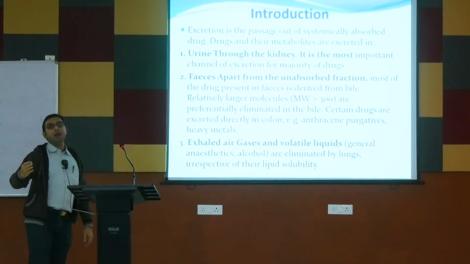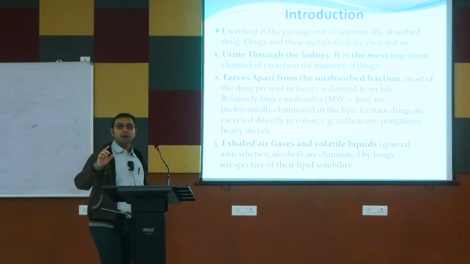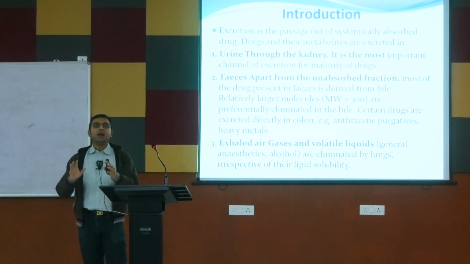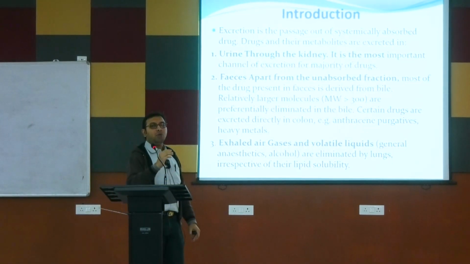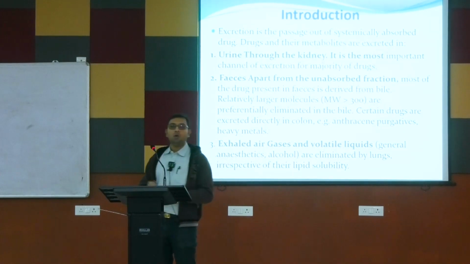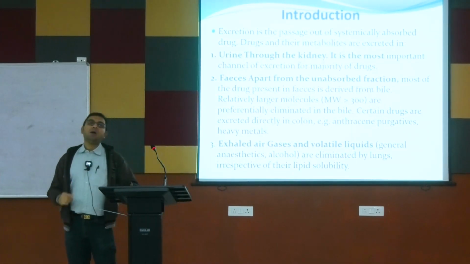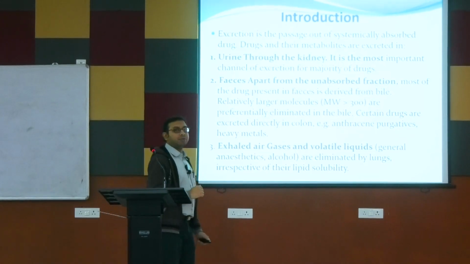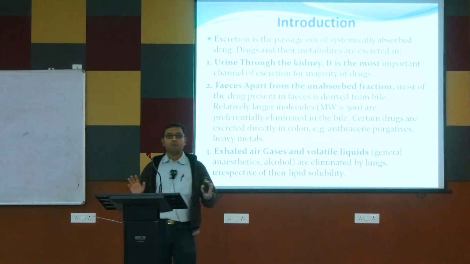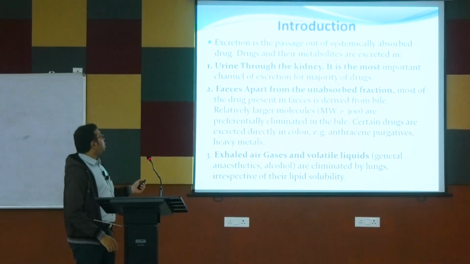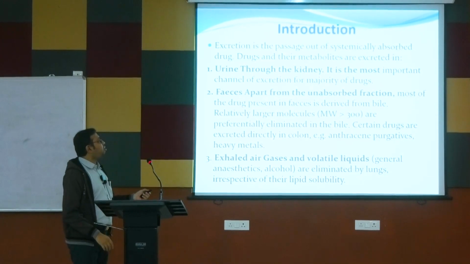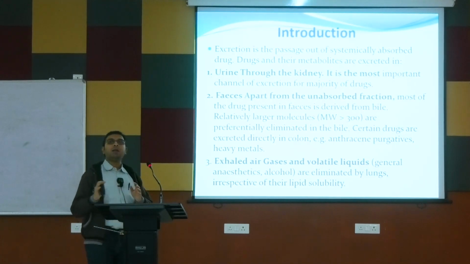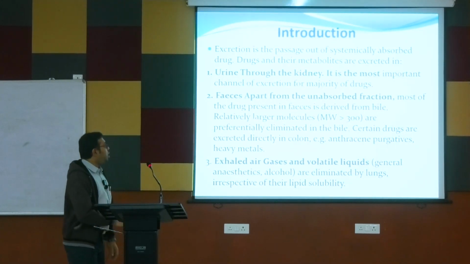Now how is it eliminated? The most important organ required for this elimination is the kidney. You all know. And within the kidney there are three processes by which this elimination happens. One is glomerular filtration, the next is active tubular secretion, and the last is passive tubular reabsorption. Okay, so there are three processes. First, coming to the urine through the kidney, it is the most important channel of excretion for the majority of drugs.